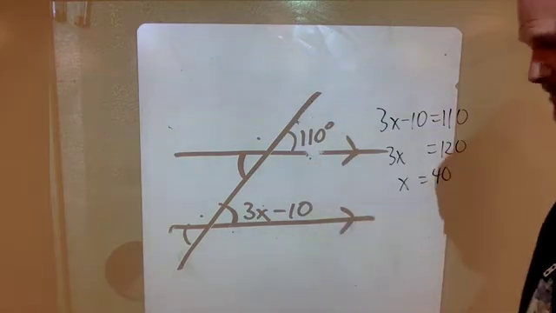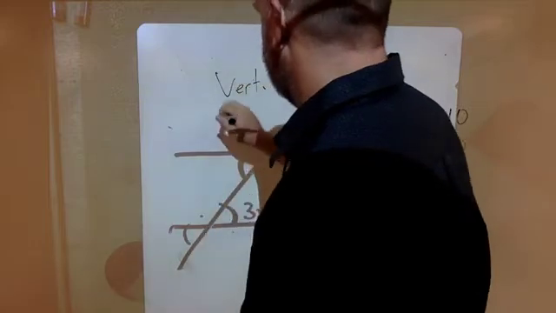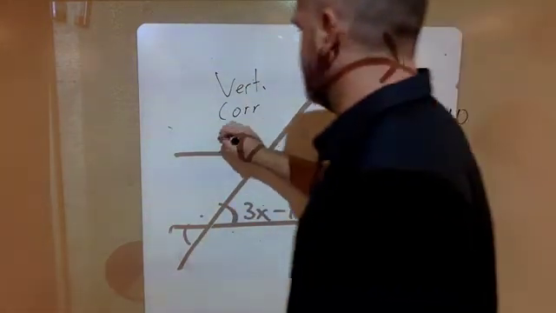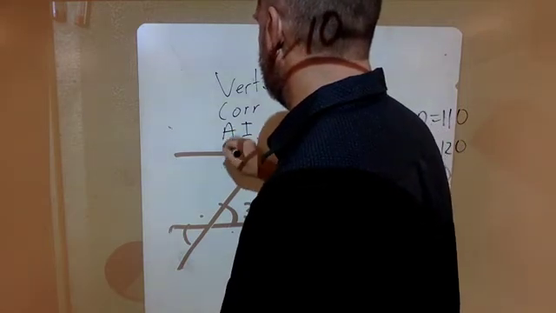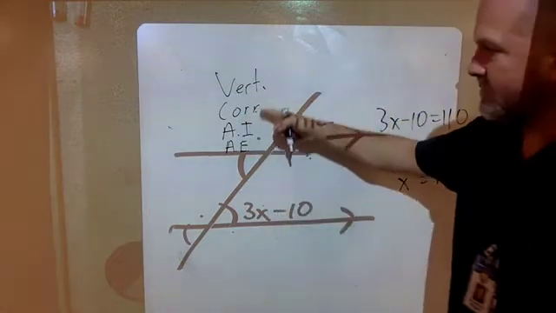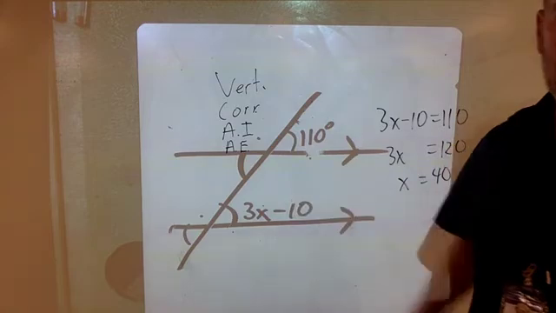Corresponding angles. So it works for vertical angles. You can set them equal to each other. It works for corresponding. You can set them equal to each other if your lines are parallel. It works for alternate interior and it works for alternate exterior, assuming that for these three, these two lines are parallel. As long as those lines are parallel, this is going to work.